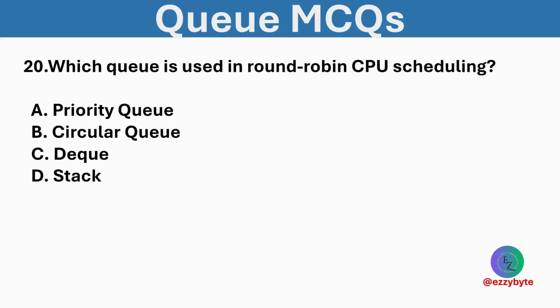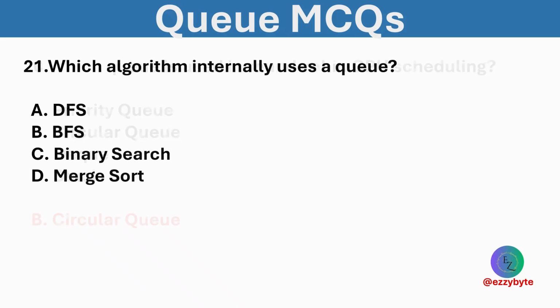Which queue is used in round robin CPU scheduling? Options are priority queue, circular queue, DQ, and stack. Option B is correct. Round robin scheduling uses circular queue to cycle through the tasks. Which algorithm internally uses a queue? Options are DFS, BFS, binary search, and merge sort. Option B is correct. BFS relies on a queue to maintain the next node to visit.